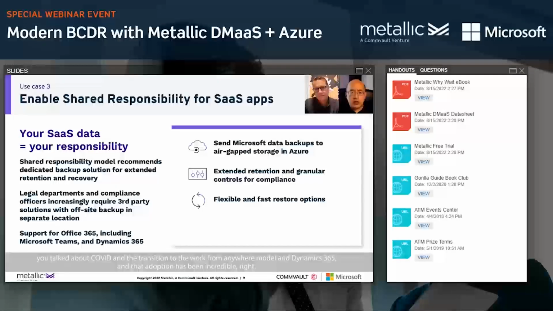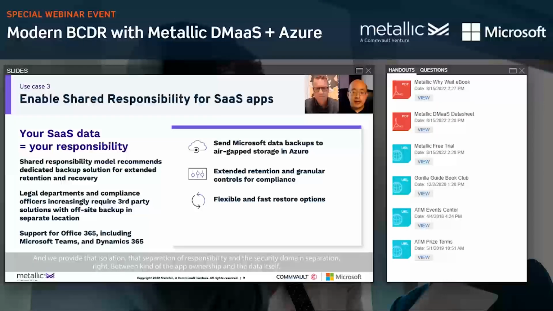Microsoft 365, you talked about COVID and the transition to the work from anywhere model, and Dynamics 365, and that adoption has been incredible, right? It's been amazing to see, and we use these services every day. We're a banner example of a company that transitioned to the work from anywhere model overnight. Was able to do so because we leveraged these technologies and we deployed them super fast. But this is where I think customers can be a little bit unaware that they still have responsibility for their data, and that that's something that we really complement Microsoft technology with, right? So we have Microsoft 365 support with all the data types, right? Not just email, SharePoint, Teams, OneDrive Business, right? And then of course Dynamics 365, which is also a product that's growing leaps and bounds.